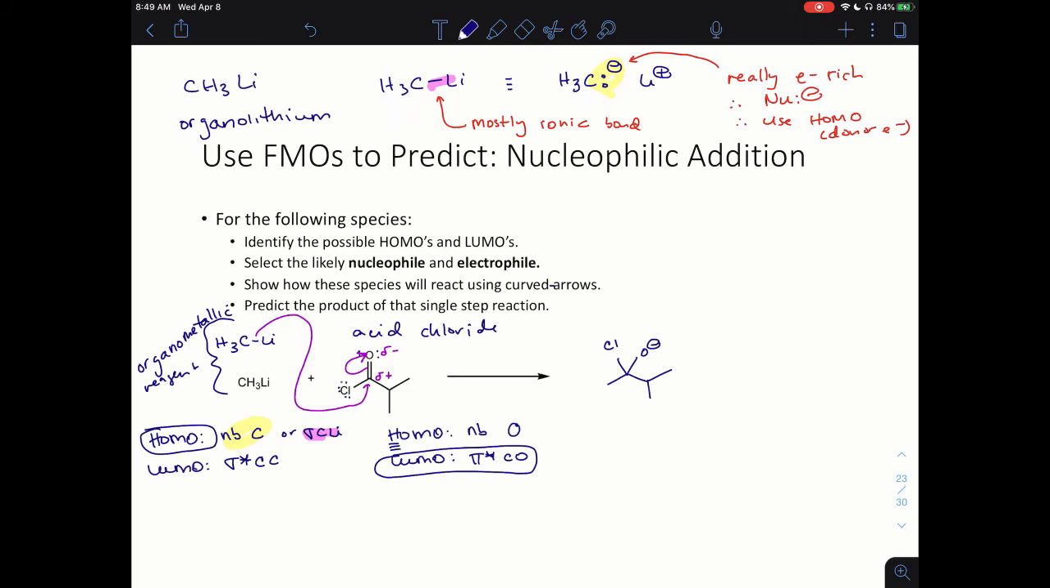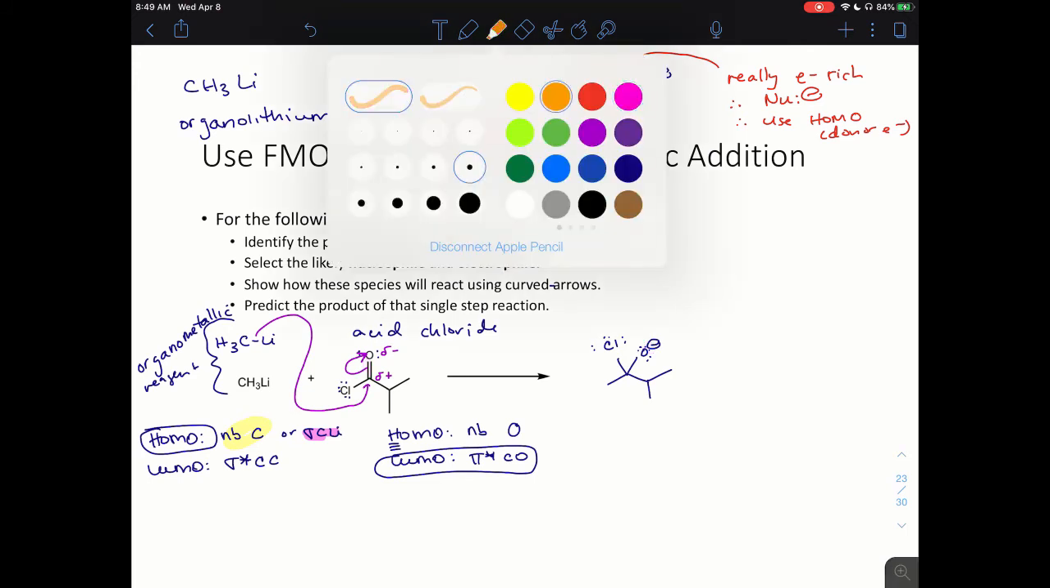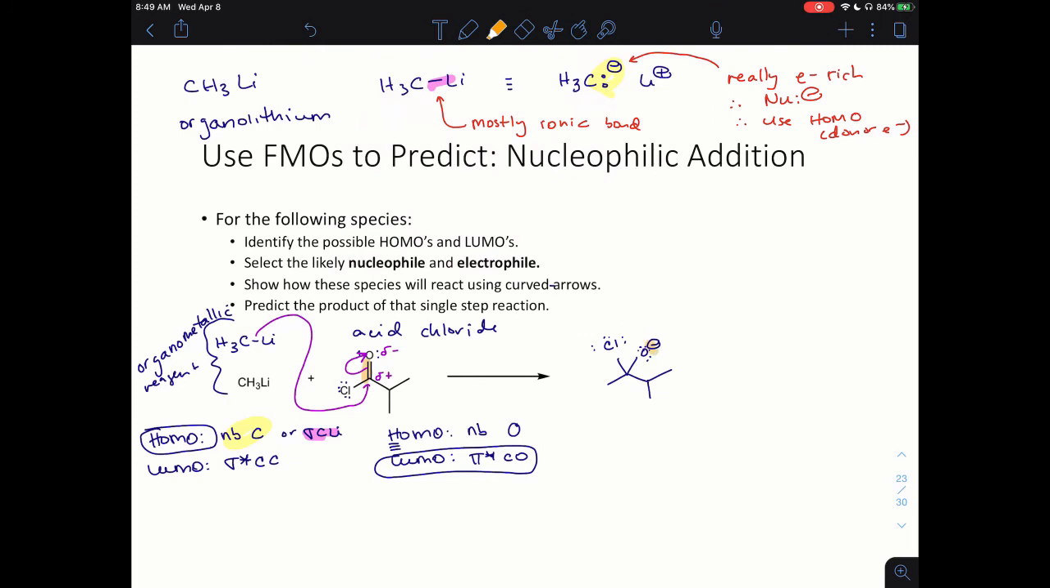And so chlorine still has its lone pairs. Oxygen now has 3 lone pairs. So let's go through here. The electrons from the pi bond are now a lone pair on oxygen. So the pi bond goes to oxygen, and then the electrons in the carbon-lithium bond formed that bond between the methyl group and the carbonyl carbon. Super, so that's a nucleophilic addition, and we predicted it with FMOs.